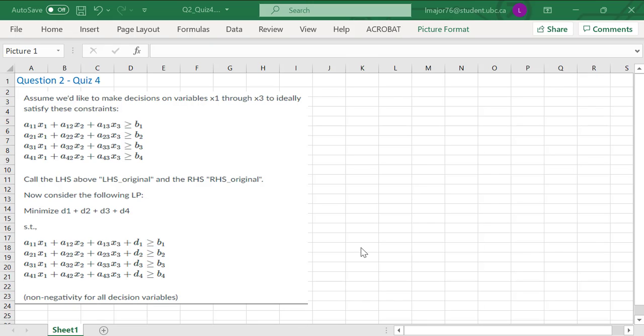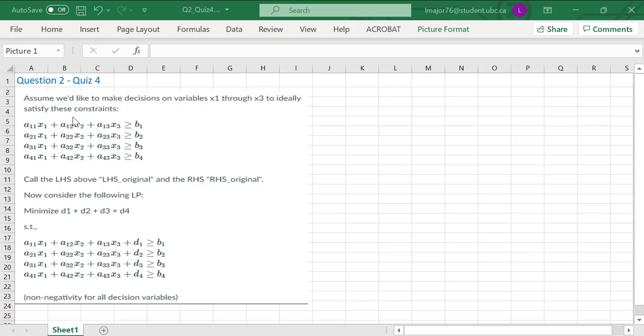Okay, let's have a look at question 2 from your quiz 4 in BAMS 506 here. So let's say we have the following problem. We have three variables, x1, x2, x3, and we have this general set of constraints. Nothing's been specified for what these numbers are. Now, after that, these difference variables are added in. So let's have a look at why we would do that.